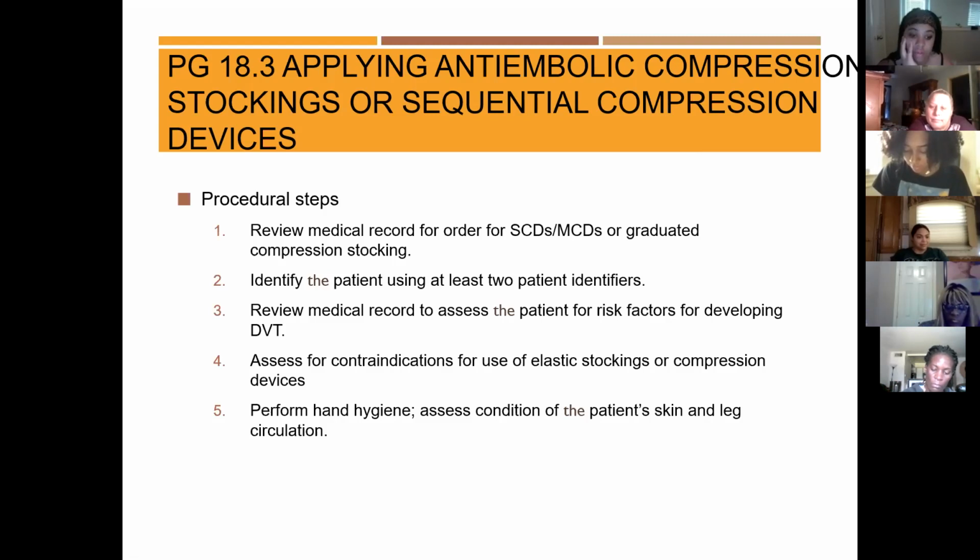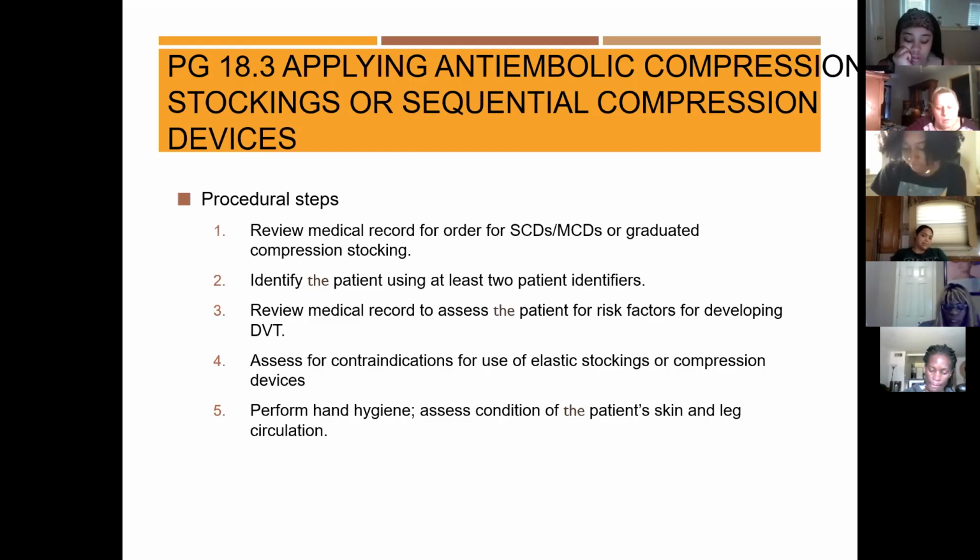What was the question? What do you think would be a contraindication for using either the TED hose or the compression device? Swollen legs or feet? Is that what you mean? Is it a contraindication? Yes. Oh. Cutting off circulation? Skin tears.